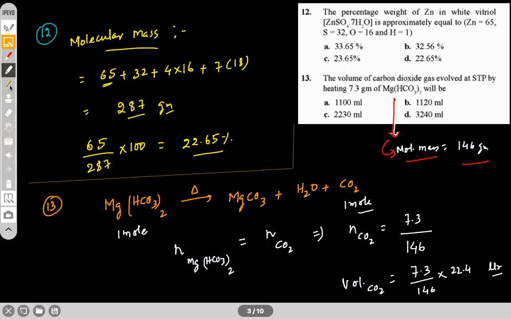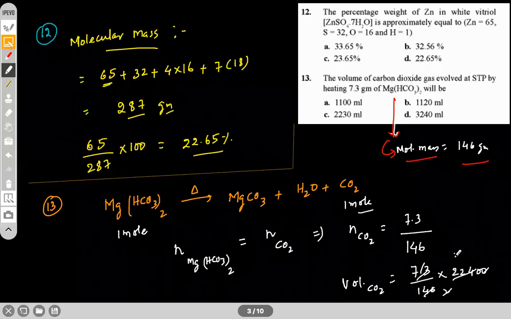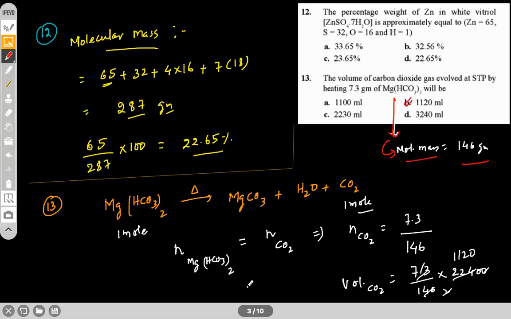since the volume is given in ml, I'll directly write the volume in ml, which is 22400. Easily you can solve this, 2 times, and this is 1120. So option B is correct for this one. 1120 ml of CO2 will get evolved in this reaction.